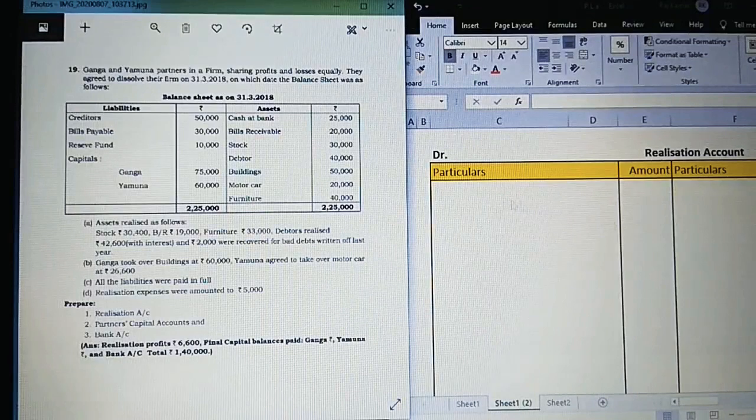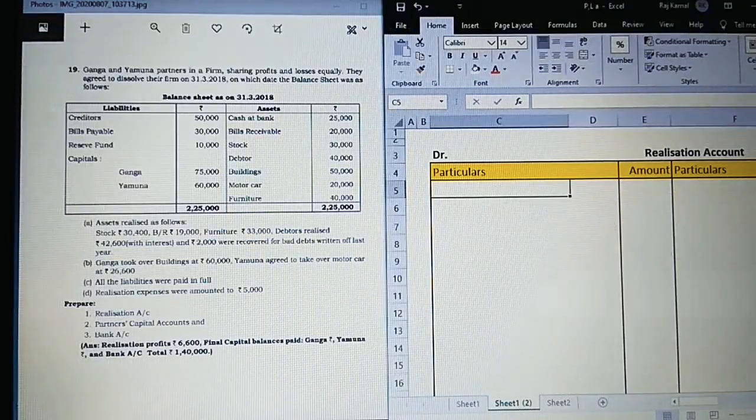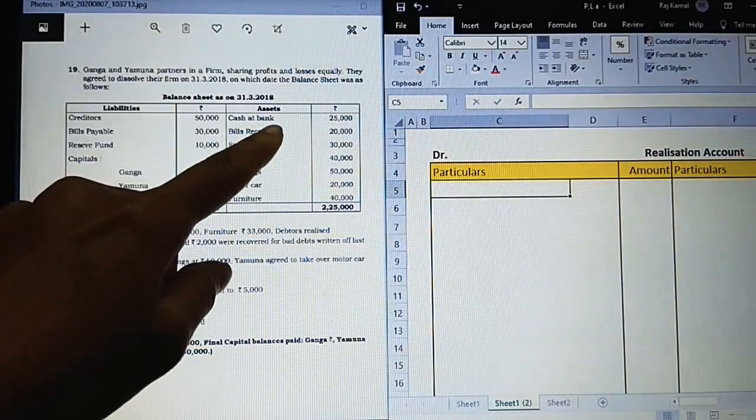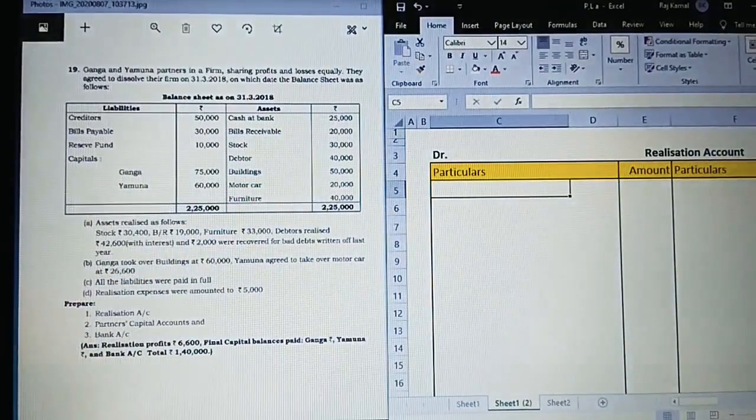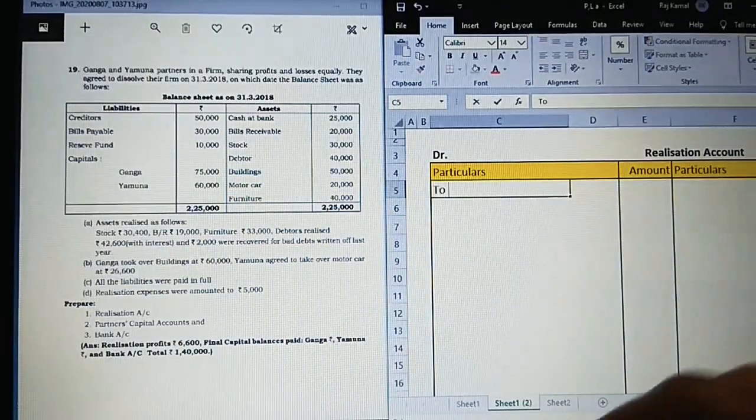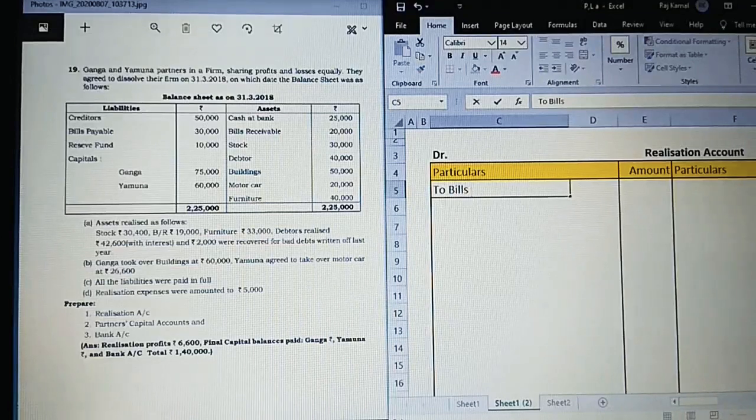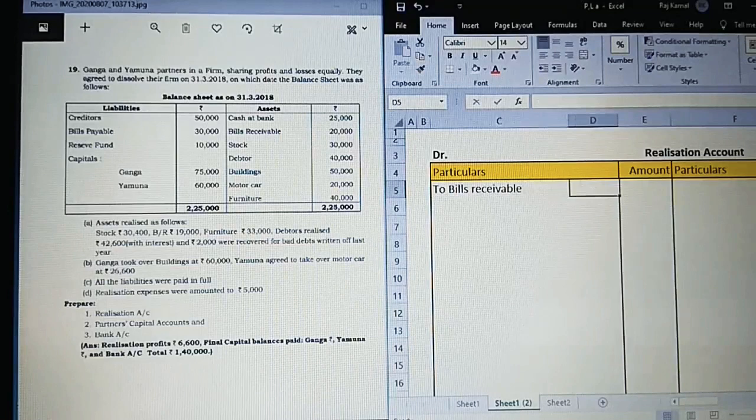Coming to the realization account, on the debit side first, we are going to take the assets. Simultaneously, I'm going to show how to take it. And when you are looking at this, your mind should recall what are the assets that we are going to take. So first, cash at bank. What we have to do? We should ignore. Next, second, what we have? Bills receivable. So right from the second, I'm going to take up the items related to assets at the book value.